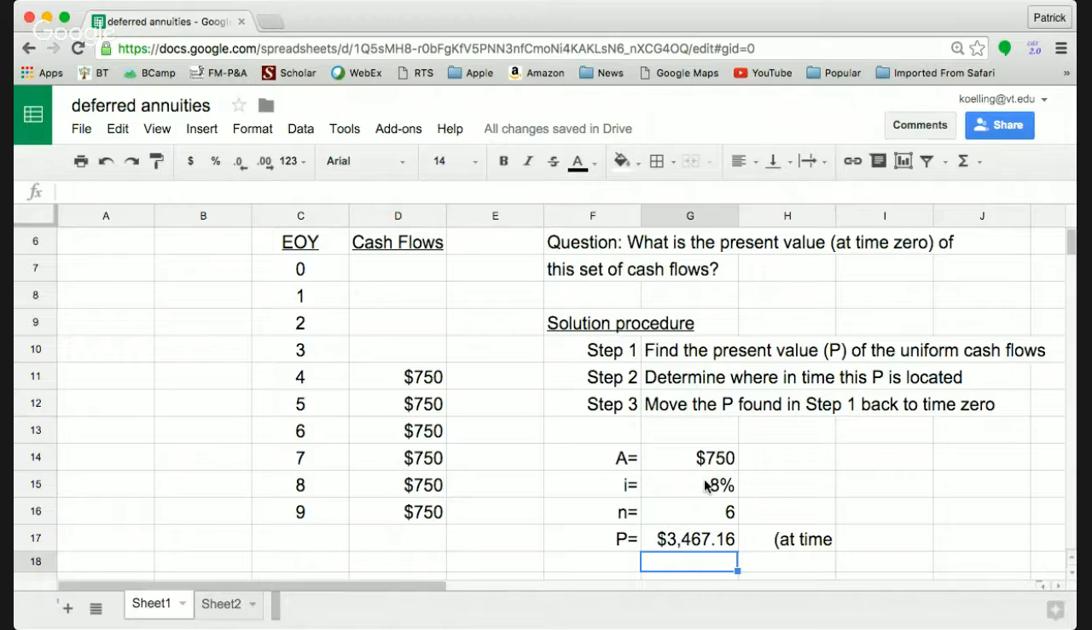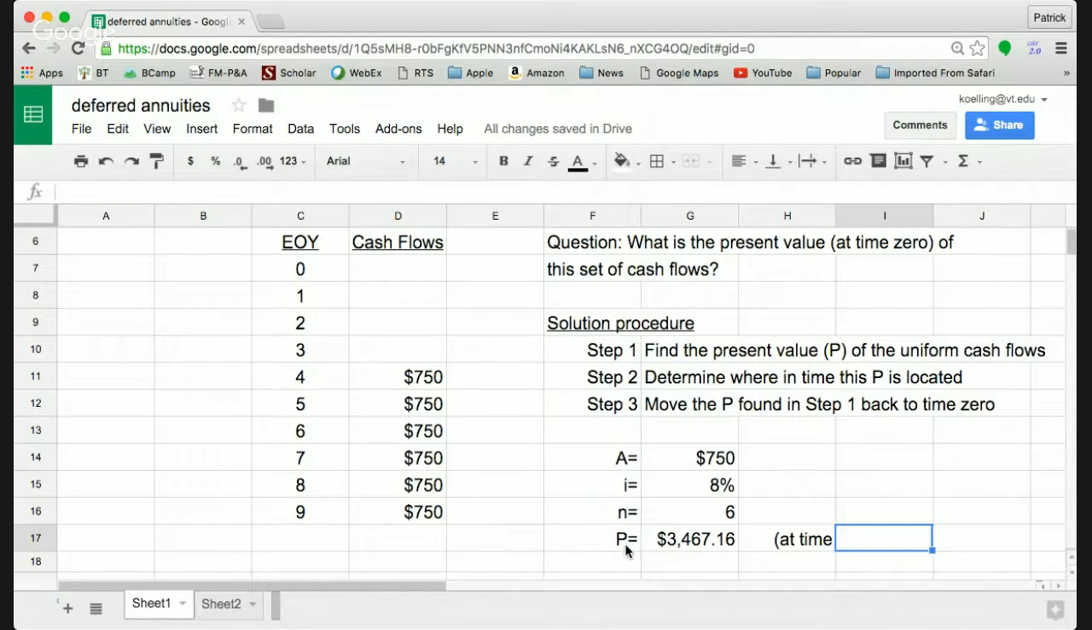$3,467.16. So that number is economically equivalent to the uniform series of $750, begins at the end of year 4 and continues through the end of year 9. The question is, where is it? This is a P, but it is at time what? Well, it's not at time 0. So this P is not at time 0.